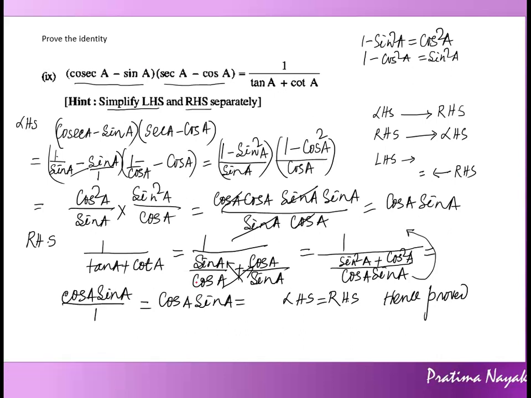Only thing is we are simplifying the denominator here. I repeat it again. So cos A sin A, LCM is cos A sin A. Sin A is multiplied, sin square A. Cos A is multiplied, cos square A. And this denominator of the denominator goes to the numerator, you know. And sin square A plus cos square A becomes 1.